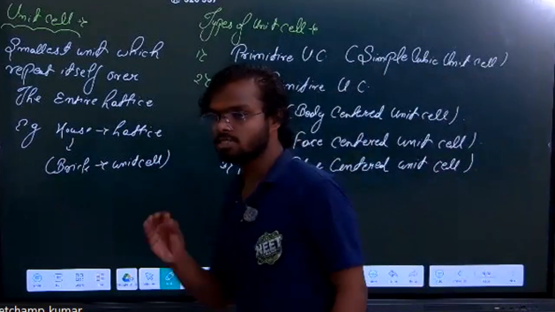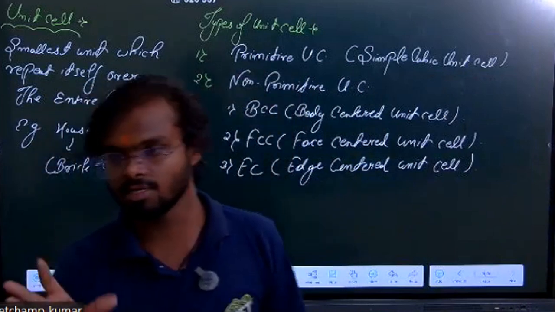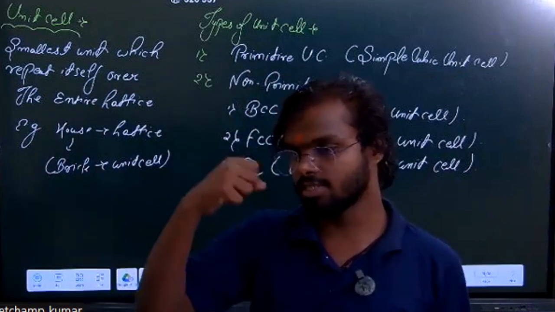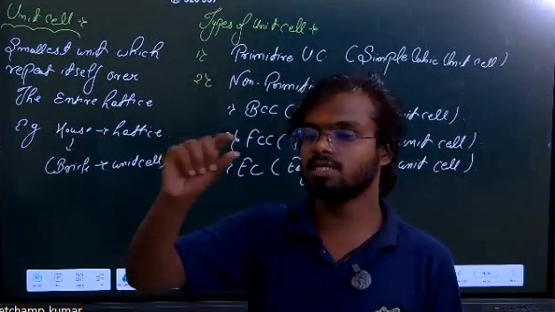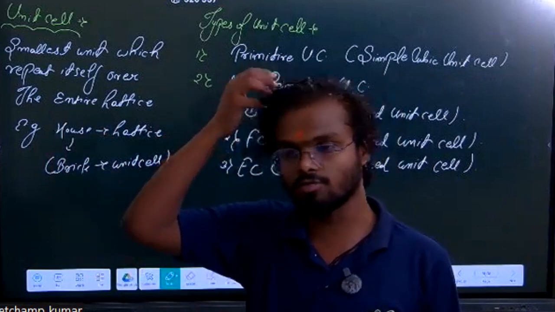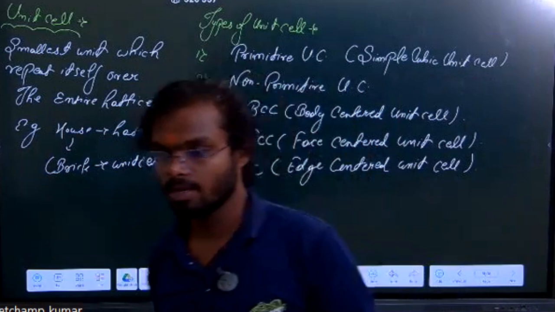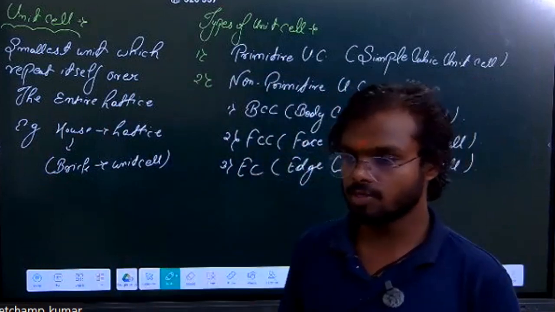What is a unit cell? A unit cell is nothing but the smallest unit that makes the complete lattice. Or you can say if there is a house, the bricks are called unit cells, and that house is called the complete lattice. So the second thing, what are the different types of unit cells we have?